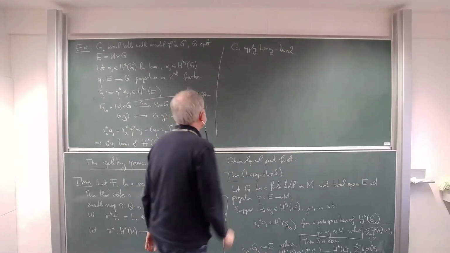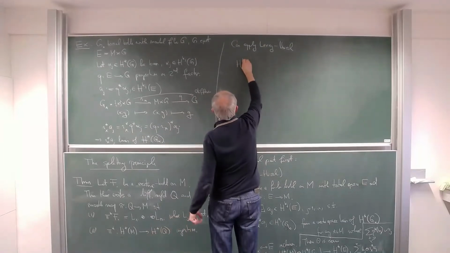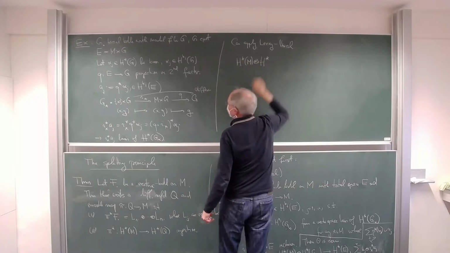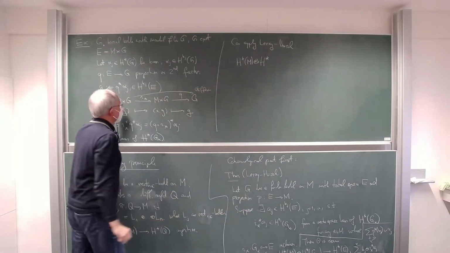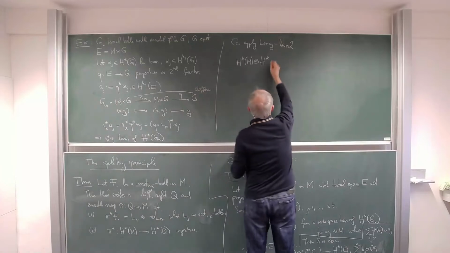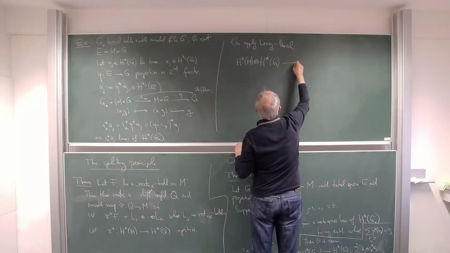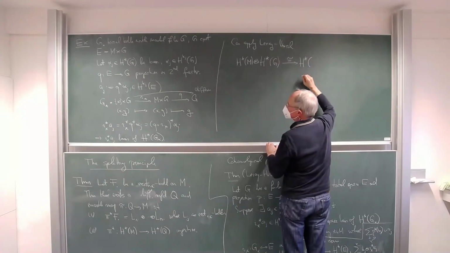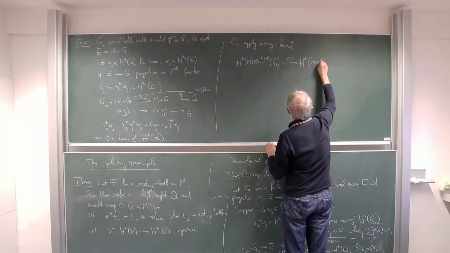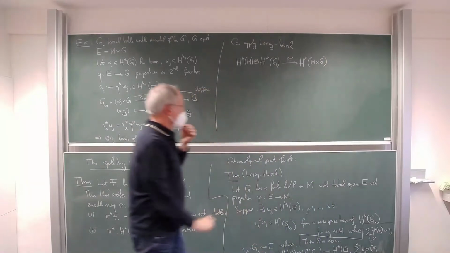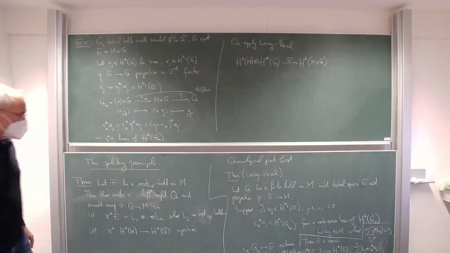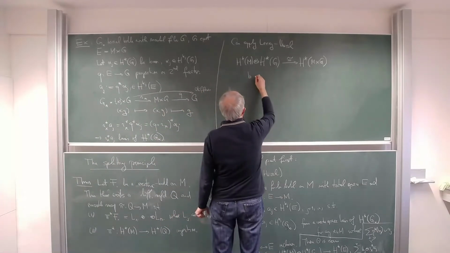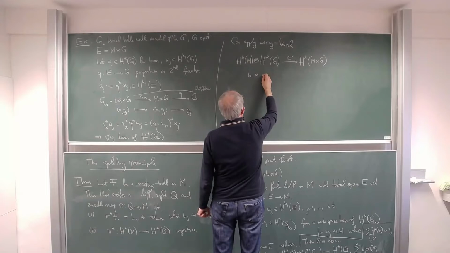Which gives us that the homology of the base manifold tensor homology of the fiber, which is of course the same as the homology of the model fiber, maps isomorphically to the homology of the total space, which is just the product of the two. And what's the map? Well, we have some B here, tensor some element here.